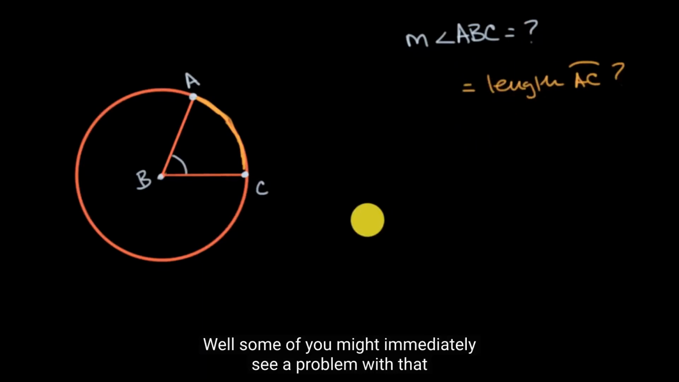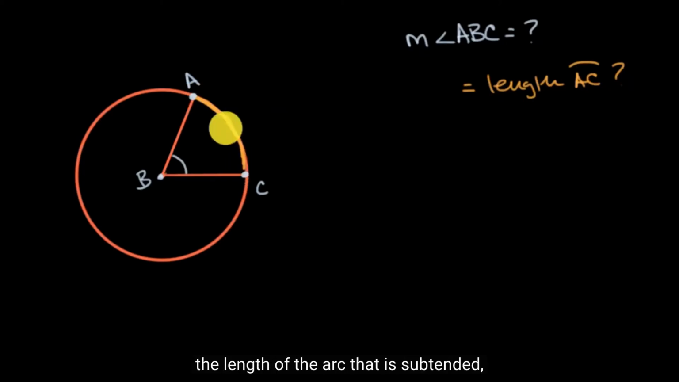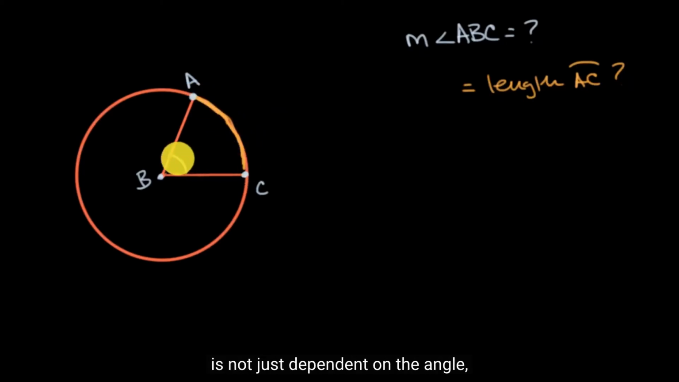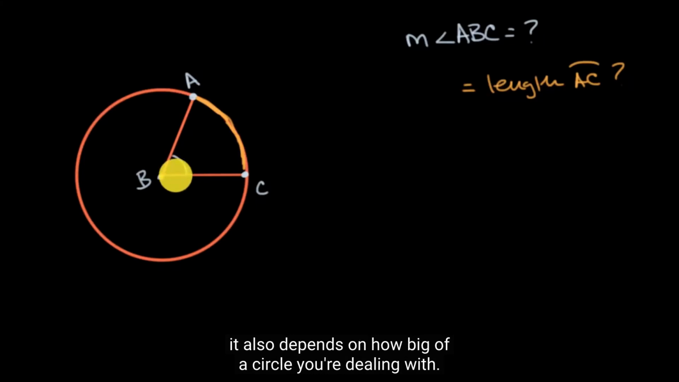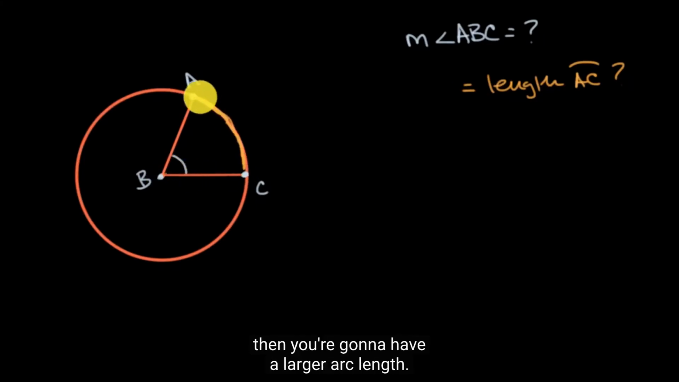Well, some of you might immediately see a problem with that, because the length of the arc that is subtended is not just dependent on the measure of the angle, it also depends on how big of a circle you're dealing with. If the radius is larger, then you're going to have a larger arc length.